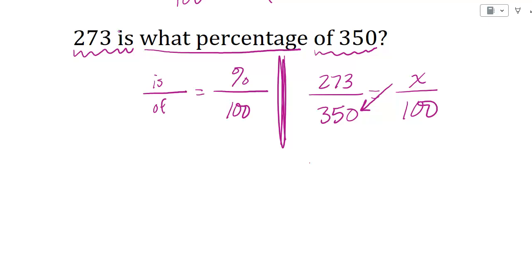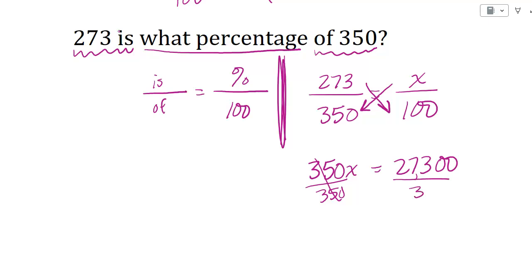So we'll go ahead and multiply. 350 times x is 350x. And then 273 times 100, which is 27,300. If you're multiplying by 100, you just add a couple zeros. There you go. And then we're going to divide both sides by 350. So 27,300 divided by 350 comes out to be 78. So in this case, 273 is 78% of 350.